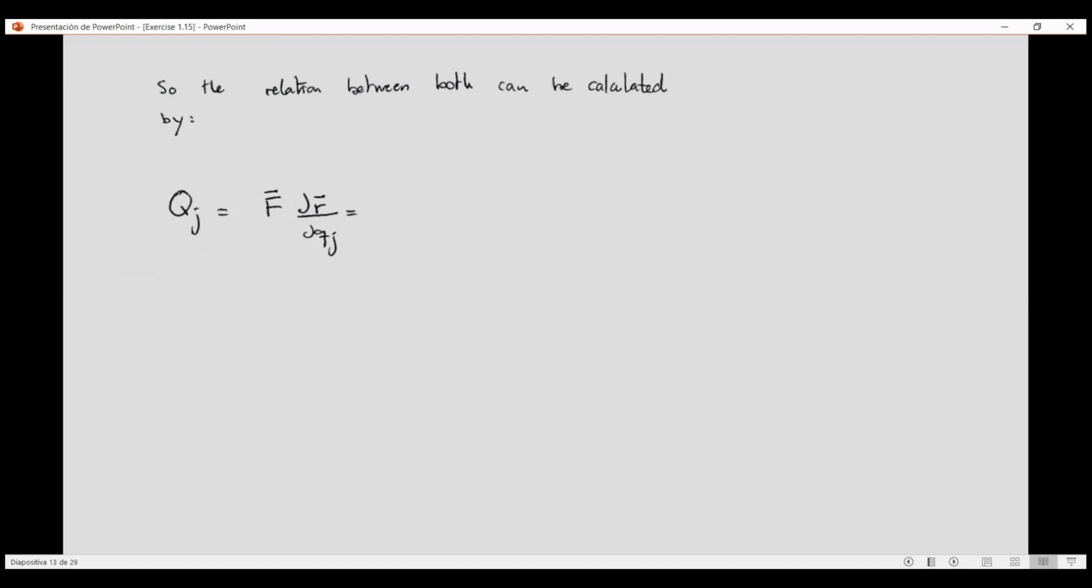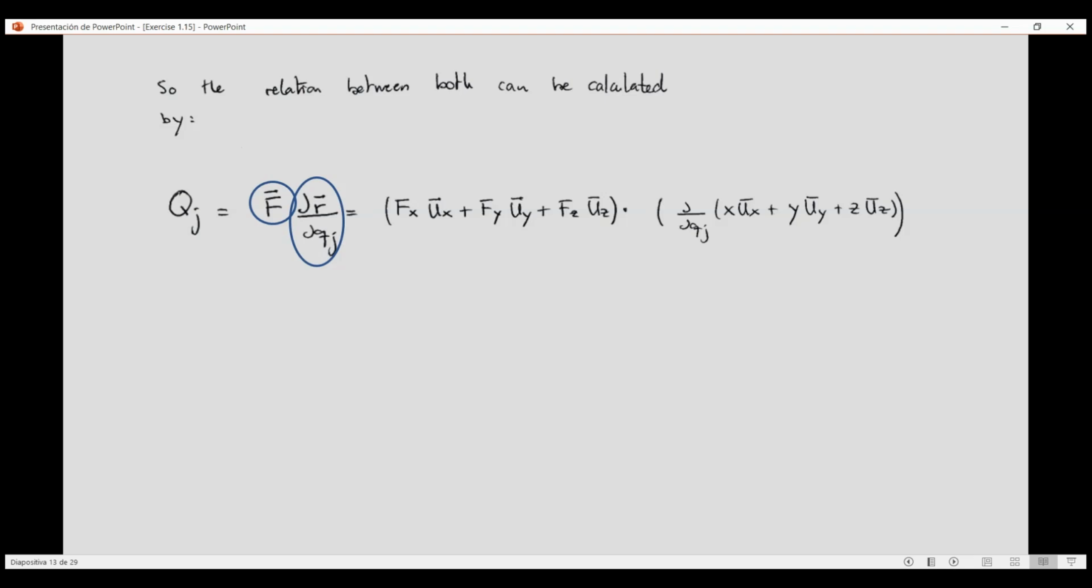Let's obtain the forces in spherical coordinates from Cartesian coordinates. To do this, we will express both the force and the position vector in Cartesian coordinates. The force here in Cartesian is this, and the partial of the vector position with respect to the generalized coordinate qj is simply this vector here. And if we perform the scalar product of this, it is simply fx partial of x with respect to qj plus fy partial y with respect to qj plus fz partial z with respect to qj.